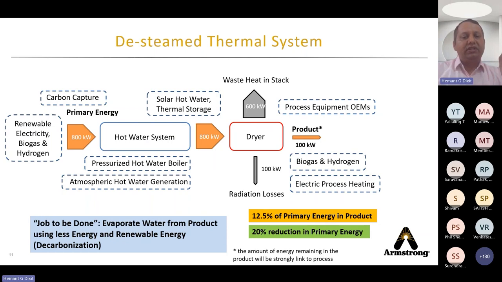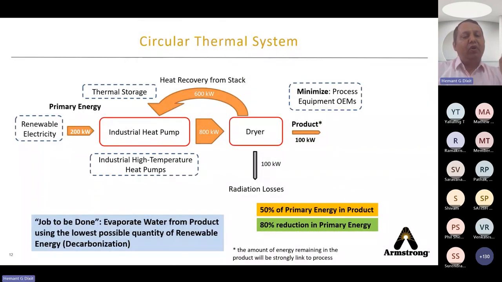And what is the real thing is, when we all know that almost 60% of the energy is going to get lost as a part of the process to the atmosphere, why waste that? Why can't we capture it back? That process is called the circular thermal system. Instead of wasting that, let us recapture and reuse it, so that if we are getting the 600 kilowatt back, then the fresh energy required is only 200 kilowatt. And this can be done with the proper industrial heat pump.